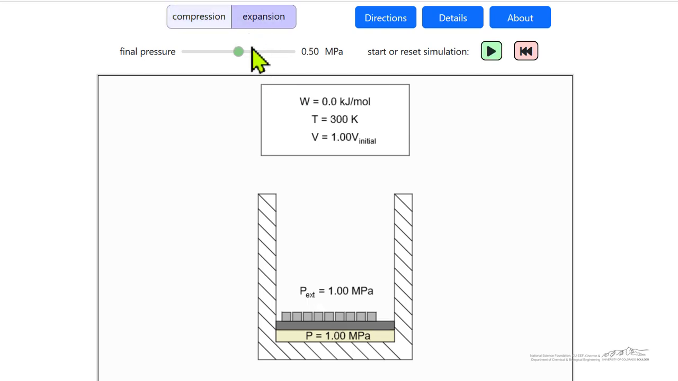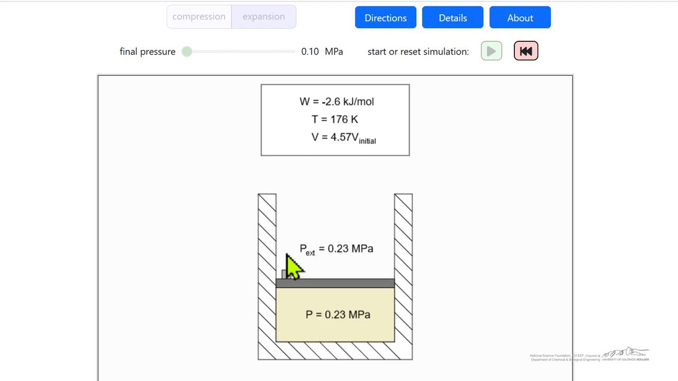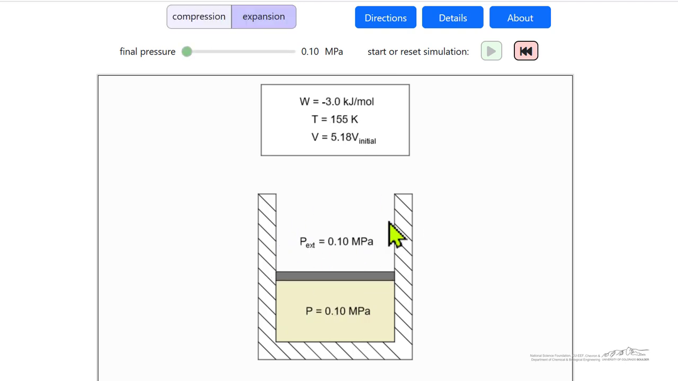For expansion, we now start with weights, and we're going to go to, let's say, a final pressure of 0.1 megapascal. Again, when we start, we remove weights continuously to keep the external pressure and internal pressure the same. We get this much work done, and of course the temperature drops.